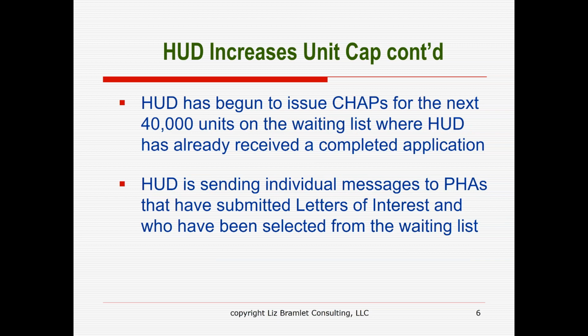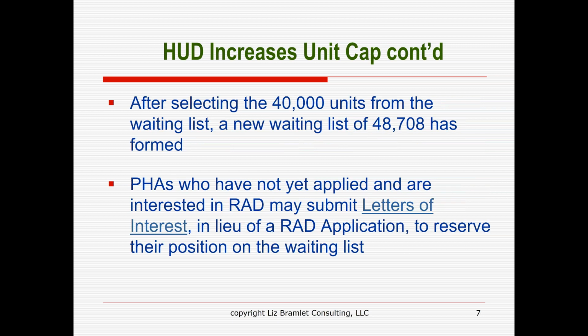HUD has begun to issue CHAPs for the first 40,000 units on the waiting list, where HUD has already received a completed application. And they are working to send individual letters and messages out to PHAs who are in the top 40,000 on the waiting list but have not yet submitted a full application, because they want to make sure they know they have a chance to go ahead and receive a CHAP at this point, but only if they get their completed application in on time. Now, after they select the first 40,000 units from the waiting list, they still have a waiting list of over 48,000. So there's still a lot of PHAs with projects out there that are waiting to convert.